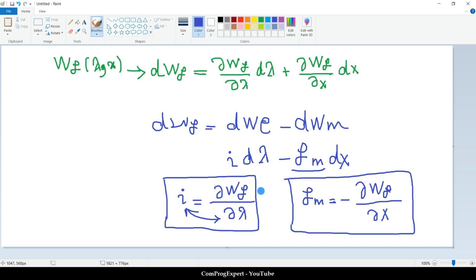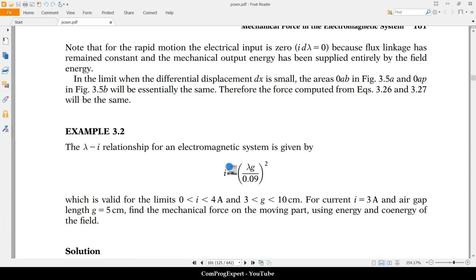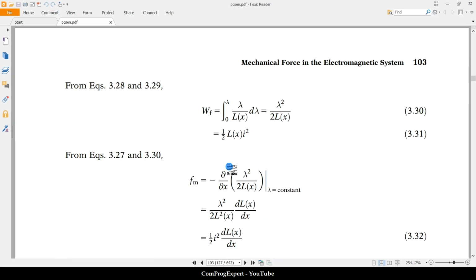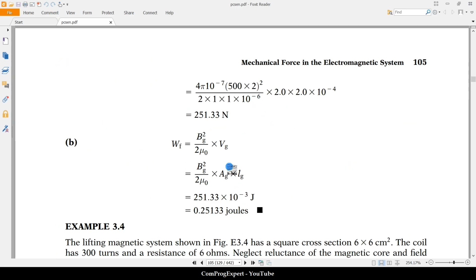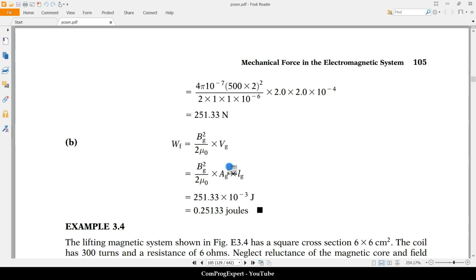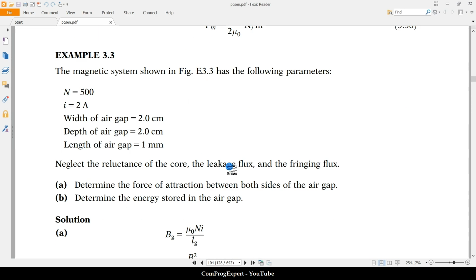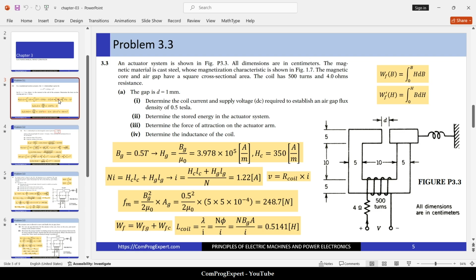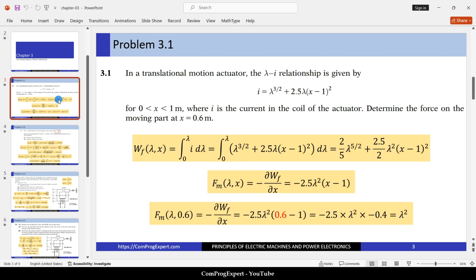Perfect. You can extend this formulation when you have a multi-excitation system. Anyway, a good review. And when we use ANSYS Maxwell, you can realize these important equations much better. This is a very important chapter, so you should read this chapter very carefully. So now let's solve problem 1.